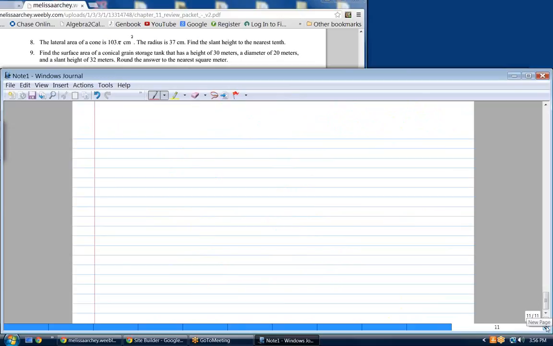Surface area of a cone. A grain storage tank has a height of 30. All right, let's draw it. Storage tanks are shaped like this, but I don't know if that really helps us. Let's shape it normally. It could be shaped like this, I guess.